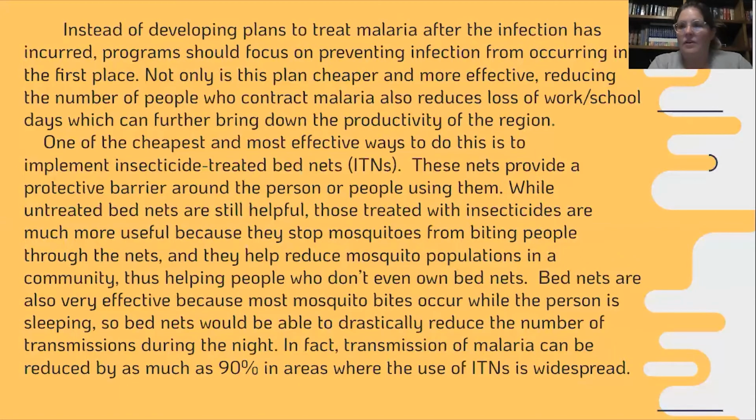In the second paragraph, you can see lots of facts that the author gives to support this. He talks about how bed nets prevent mosquito bites from happening when most people get them at night. He also talks about how the treated nets kill part of the mosquito population, so it reduces the chance of people getting malaria even if they don't have mosquito nets because other people are using them. He ends the paragraph with this fact. In fact, transmission of malaria can be reduced by as much as 90% in areas where the use of insecticide-treated bed nets is widespread. That's pretty effective treatment.